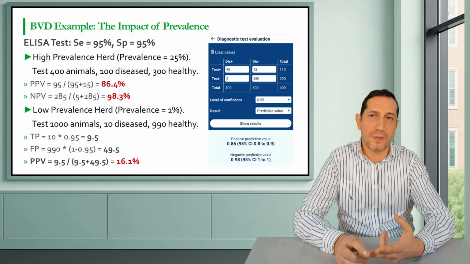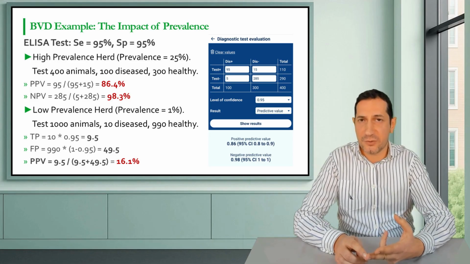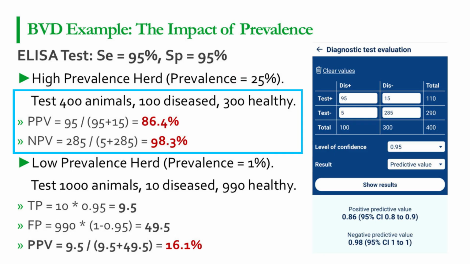In the higher prevalence herd, prevalence is 25%. Testing 400 animals yields 100 diseased and 300 healthy, consistent with the earlier table. Positive predictive value becomes 95 divided by 95 plus 15, which equals 86%, and negative predictive value becomes 285 divided by 5 plus 285, which equals 98%. Both are strong because disease is relatively common.